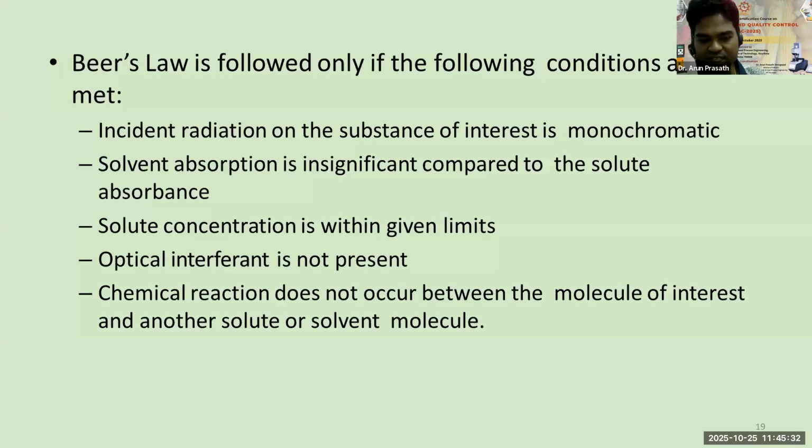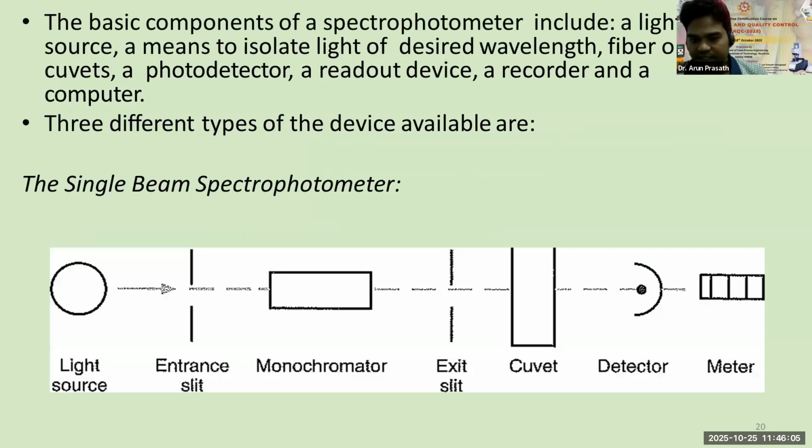The solute concentration is within the given limit. Beyond a certain limit, there won't be any light transmitted, and in such a case the transmittance cannot be measured. So solute concentration should be within the limit; if it is beyond, we have to go for dilution during sample preparation. Also, optical interference is not present, and no chemical reactions occur between the molecules of interest and other solute or solvent molecules.